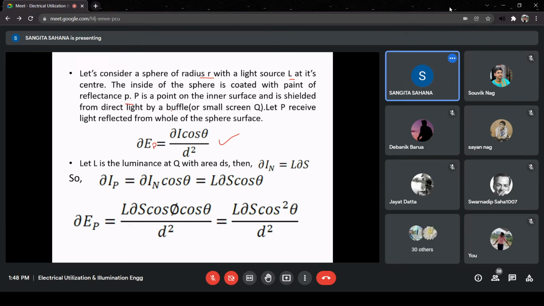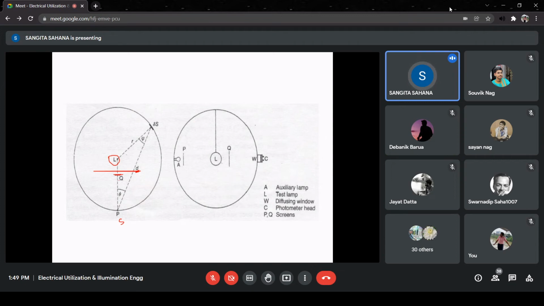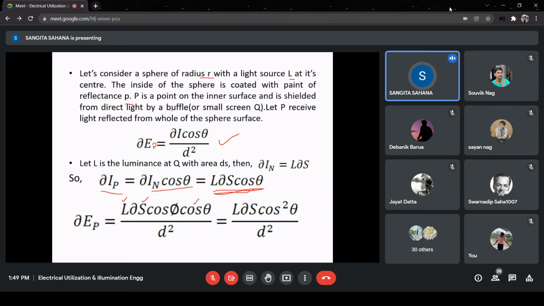Now, if you want to calculate the intensities, we know that it is luminance into area, right? Again, I theta is I n cos theta, if I n is the intensity in the normal direction or the maximum intensity. So this is L into apparent area into cos theta. Now if you put this value of intensity, it will be illuminance into area, so intensity into cos theta by d square. Now this phi and theta are equal, so cos square theta by d square.